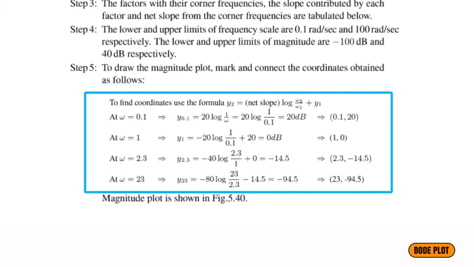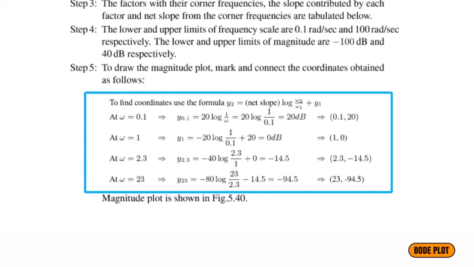Y1 equal to how much? Y2 we have to find. Y2 equal to, here Y1 is 20. Y2 equal to minus 20, that is the slope. The previous slope is minus 20 log. The new corner frequency is 1. Previous corner frequency is 0.1. 1 by 0.1, that is 10. So minus 20 plus 20 is 0 dB. So coordinates are 1, 0.